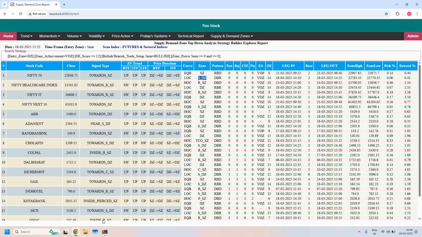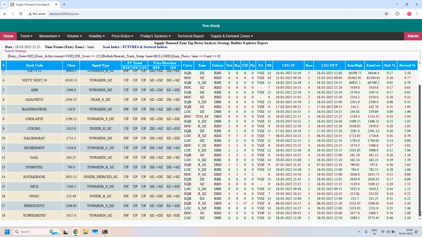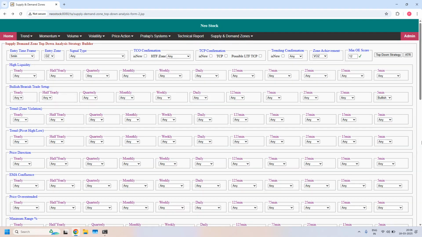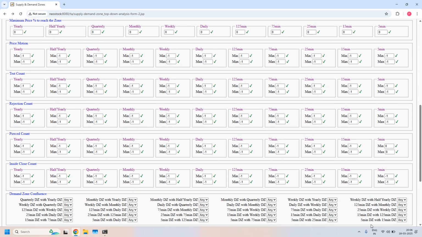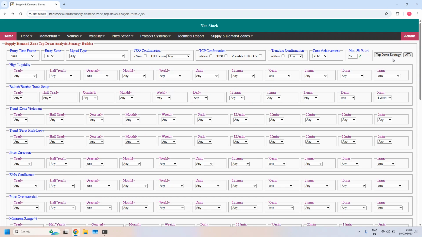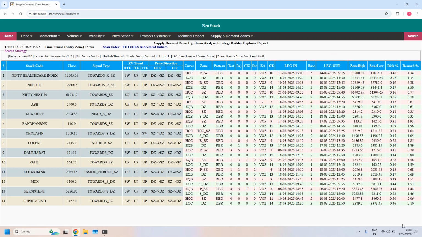Okay. First 15 stocks in the list. I am scrolling the list down. So total 18 stocks are filtered. Out of these 18, let us identify how many of these 5 minutes demand zones are having 15 minutes demand zone confluence. That is LTF, ITF demand zone confluence supported stocks. So in the demand zone confluence, I am enabling the filter 5 minutes demand zone with 15 minutes demand zone confluence. With this filter, we got 14 stocks.